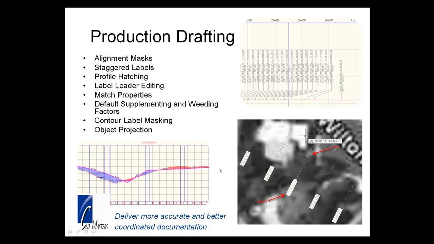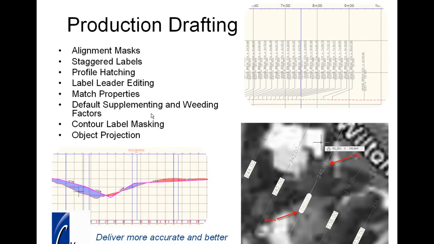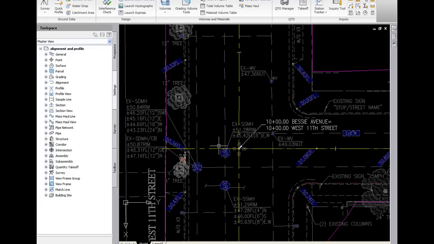Civil 3D has many new features in the 2010 version, and we'll put these new features in what I'll call the production drafting category. You might even call it the miscellaneous category. I have some of these new features listed on the left side here. So let's go ahead and get into it and look at some of these new features.